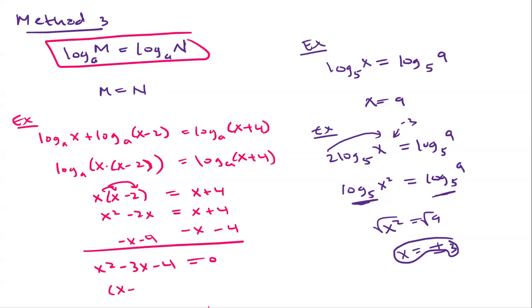All right, so then we can factor this. So that gives us x minus 4, and then x plus 1 equals 0. Set them both equal to 0. So x equals 4 and x equals -1.